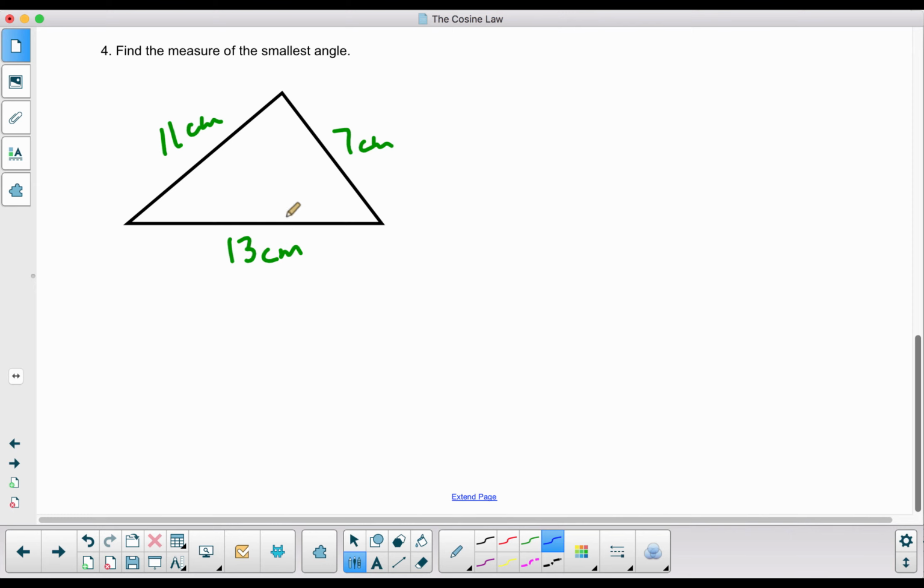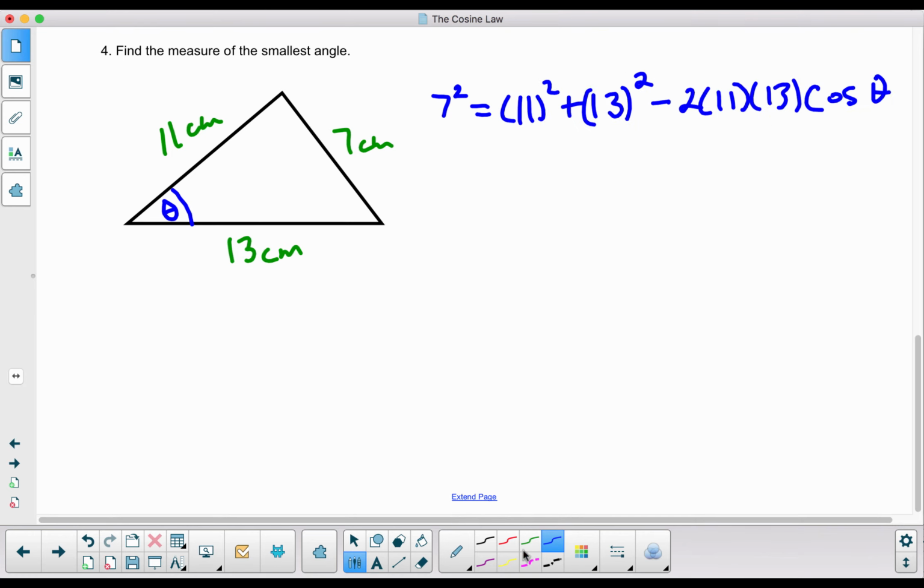So we're given all three side lengths. 7 centimeters is the smallest side. So the smallest angle has to be this one over here. It's always opposite the smallest side. Okay, we set it up starting off the formula with the side opposite. So I'll set up the formula for you. Pause the video, do the calculation yourself, and see if you get the same answer that I do. So we start off with the side opposite, which is 7 squared equals the other two sides squared.